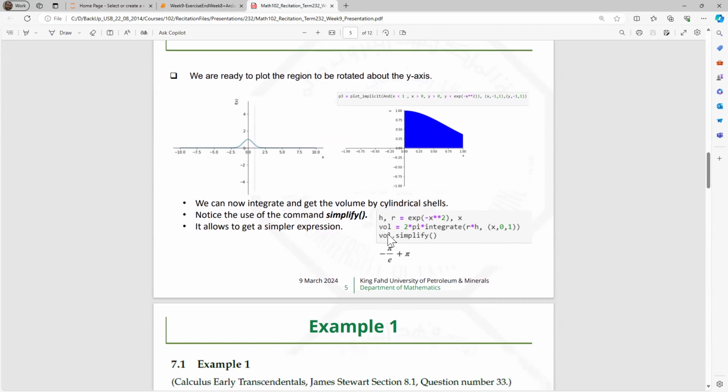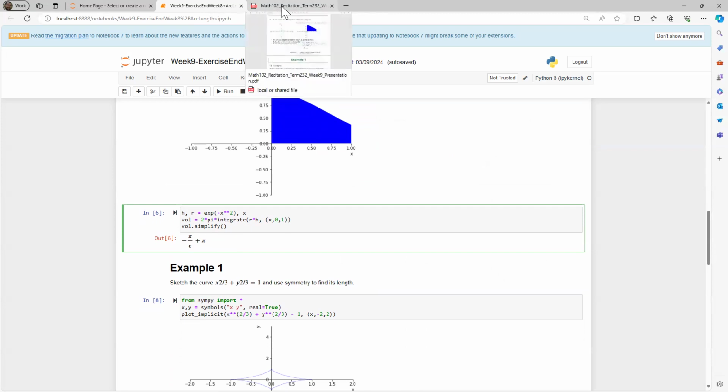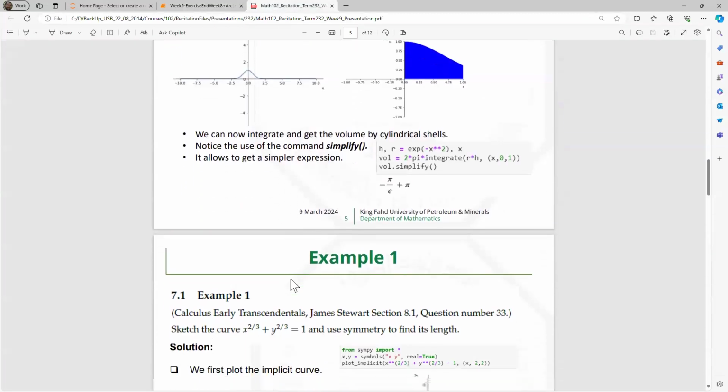Okay? So we'll first integrate, and we will also use the command simplify, which is a new command to add to your tools. Simplify to get a simpler expression. So this is what we get from our Python file, exactly what we have in the slides here in cell 6. And we have the integration of 2 pi r h between 0 and 1. And here's the simplification. So the final result is pi minus pi over e. Okay, so here we close section 7.2, 7.3, and we move on to section 7.4.